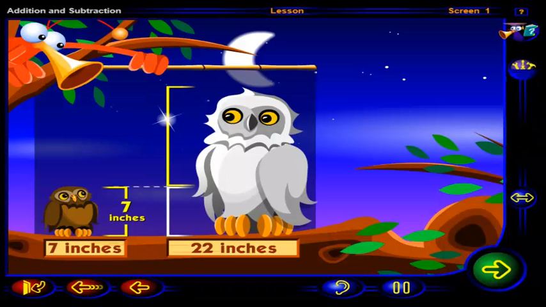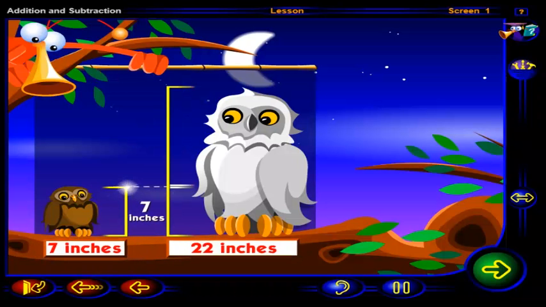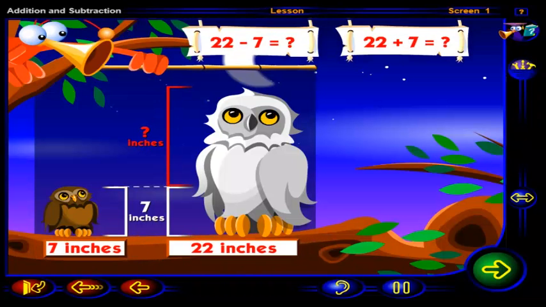Okay, to see exactly how much taller the snowy owl is, we need to find the number of inches in this part. Since this height is 22 inches, and this height is 7 inches, the number of inches in this part is the difference between 22 inches and 7 inches. Which number sentence would you use to find the difference between 22 and 7? Click on a number sentence and then click OK.